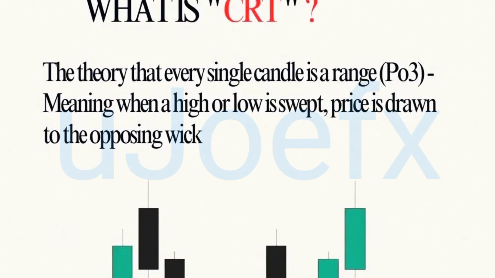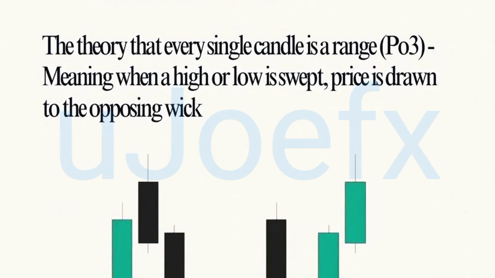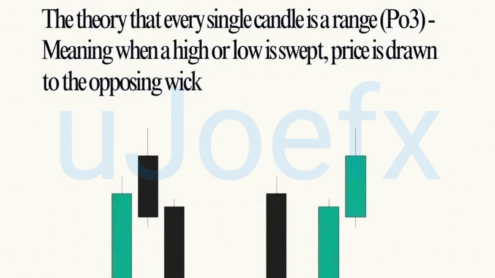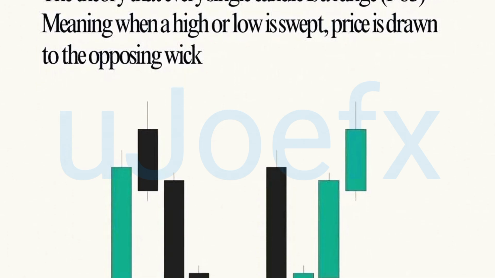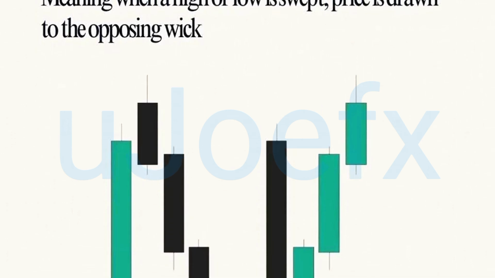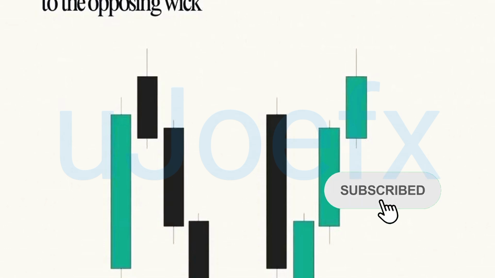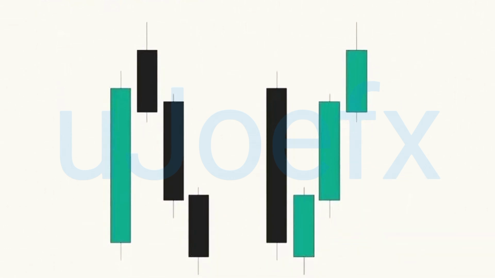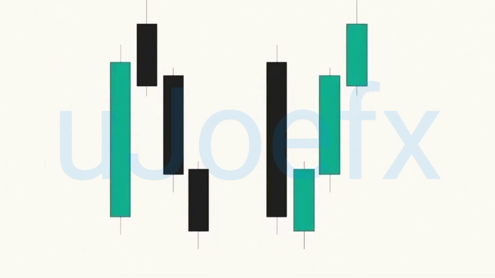Now, what is CRT? This is the theory that every single candle is a range. This is very important. Every candle consists of the opening, the close, the liquidity sweep and all of that. So you find all of these. We have the highest point of the candle and the lowest point of the candle, as you can see right here on these black candles. So pretty much these are the confines you need to look out for.